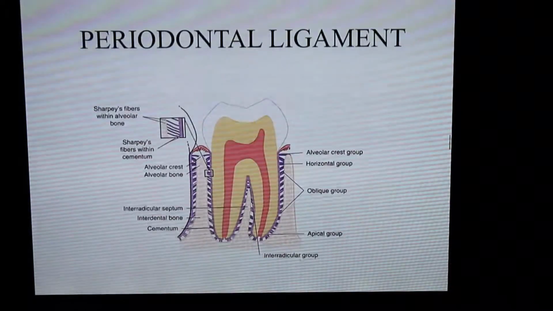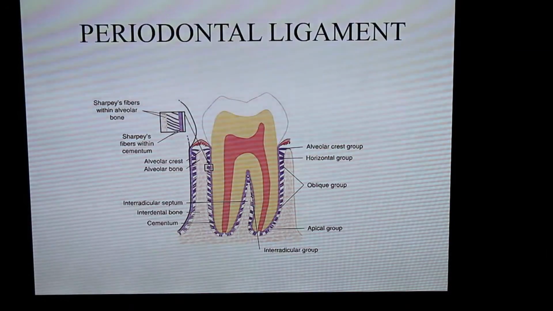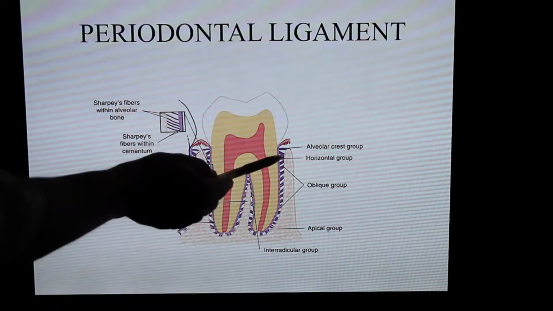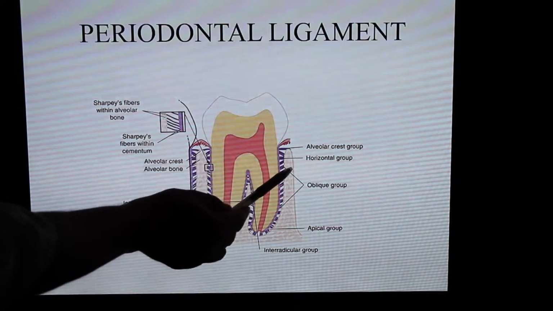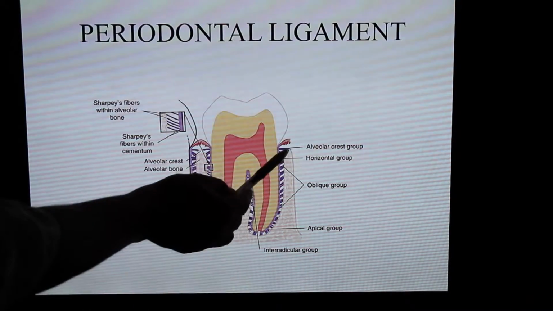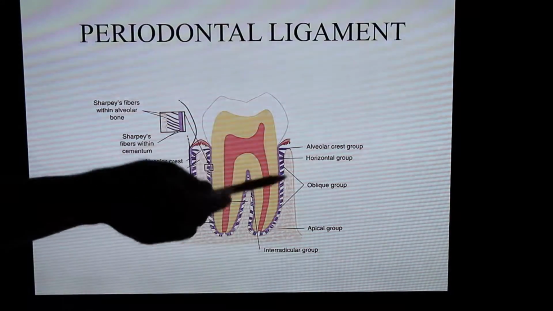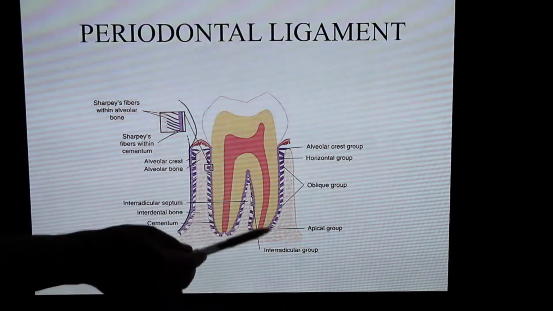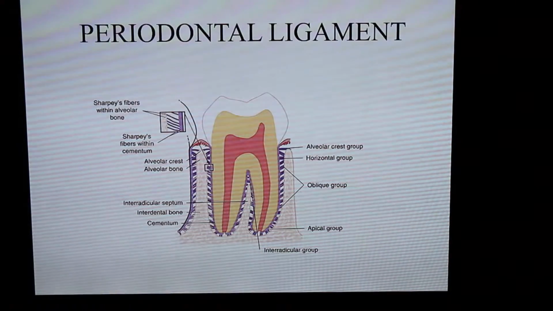Now, periodontal ligament. It is a very important part of the periodontium because it provides attachment of the tooth to the alveolar bone as well as the cementum of the tooth. As you see, there are many groups. This is the alveolar crest group. From here, this is the oblique group, and there is also a horizontal group in this. This one is the oblique group, and this is the apical group. The oblique group is the largest group of the periodontal ligament fibers.